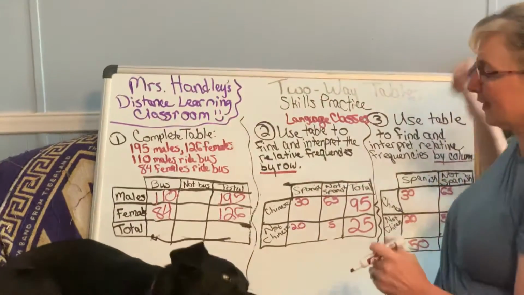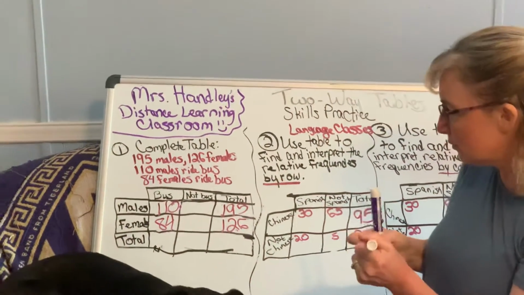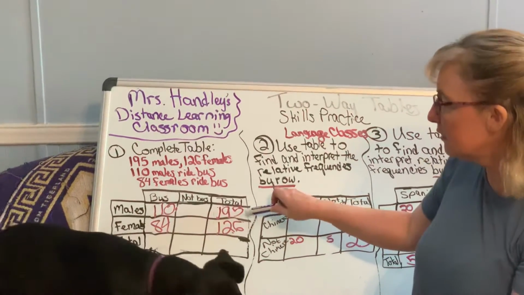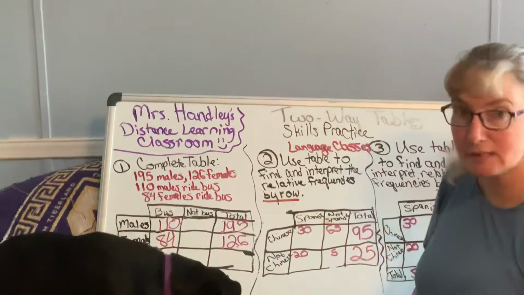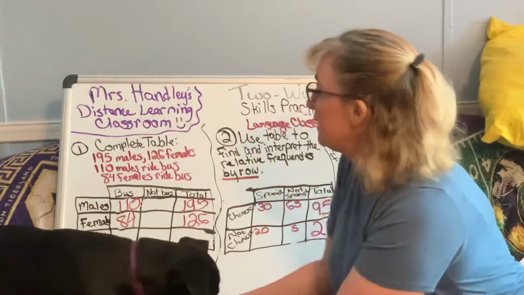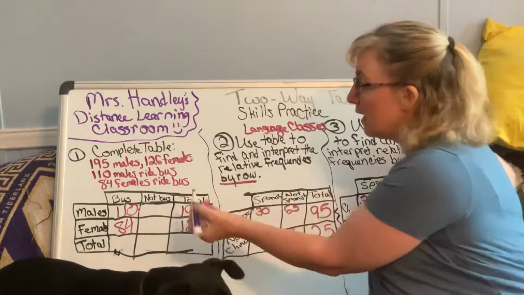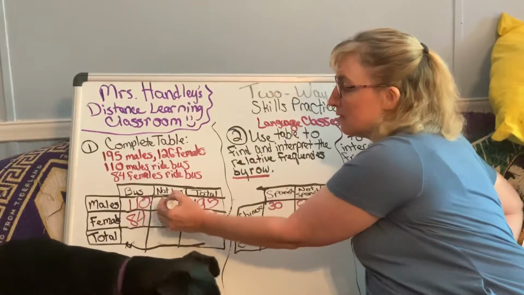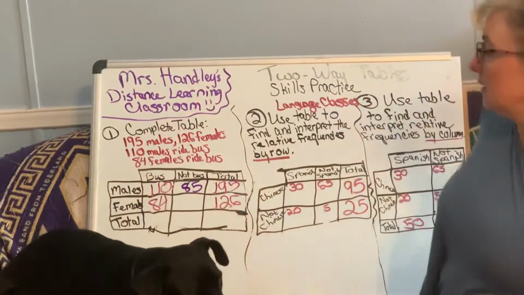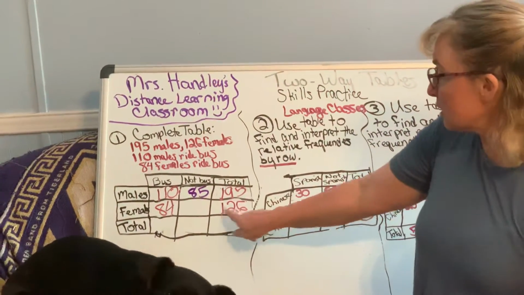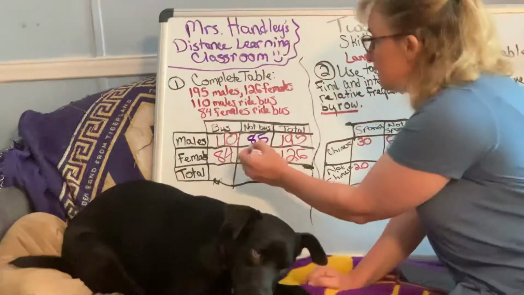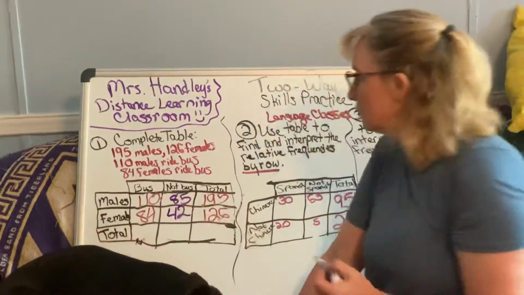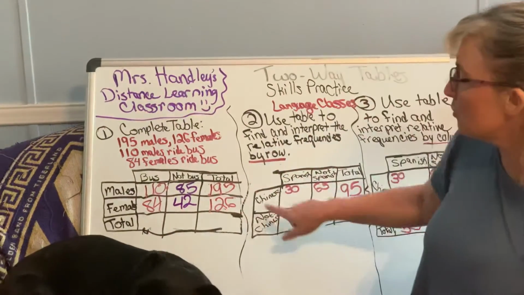Okay. And now we have to fill in the rest of the blanks. So, if there's a total of 195 males and 110 ride the bus, how many don't ride the bus? So we would have to subtract: 195 minus 110 gives us 85. And we do the same thing with the females. 126 minus 84 gives us 42.